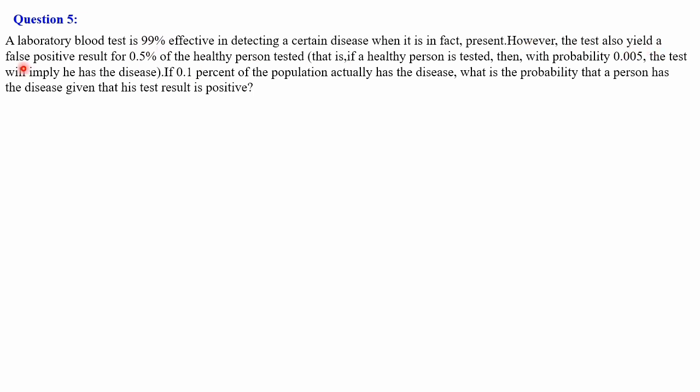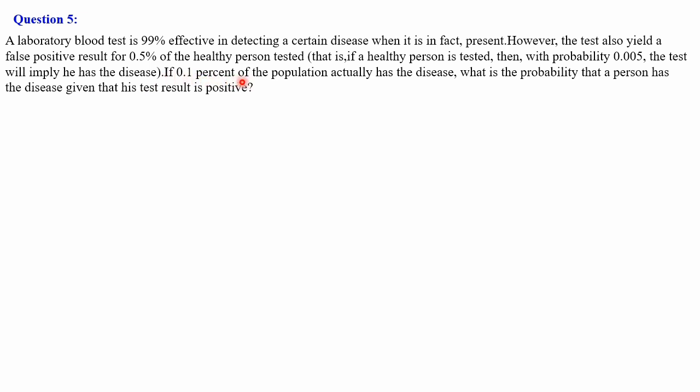However, the test also yields a false positive result for 0.5% of the healthy person tested. Means sometimes if a healthy person, a person who is not having the disease, is tested, it may also show a positive result, and that probability is 0.5%. Means a person who is not having the disease will show the test is positive with probability 0.5%. Here it is mentioned. That is, if a healthy person is tested, then with the probability 0.005, that is 0.5%, the test will imply he has the disease.